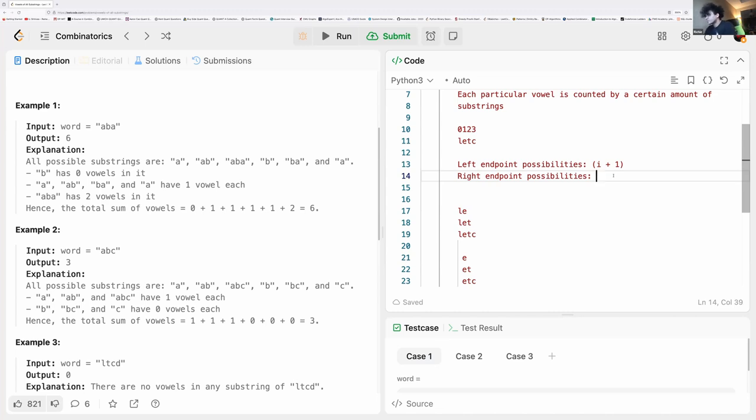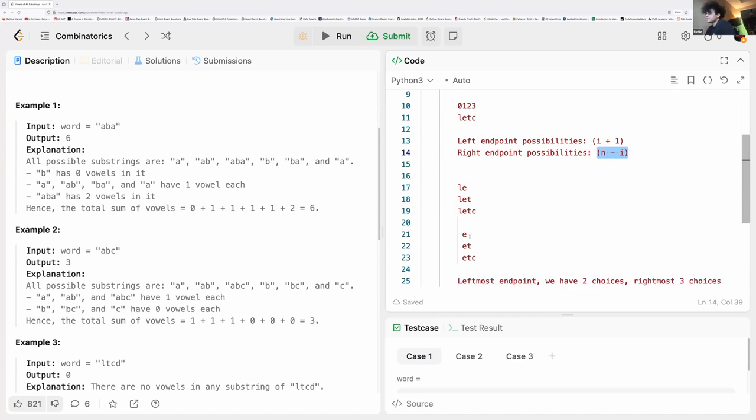For example, 3 minus 1 is equal to 2, so that's undercounting a little bit. So it turns out it's just n minus i. Okay, so I have n minus i for the right endpoint possibilities and i plus 1 for the left endpoint possibilities. So basically, I want to loop through the entire string, and if I find a vowel, I'm going to add i plus 1 times n minus i to my answer.